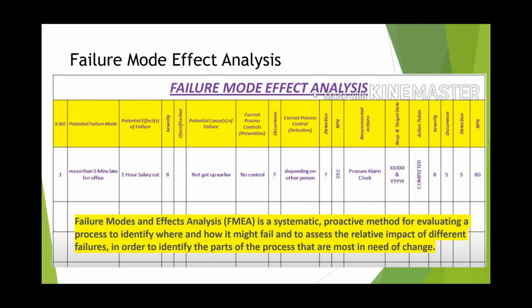Let's say a guy is late to office every day. This is the failure mode: he is going to office late daily, and because of that he is getting a salary cut, let's assume. So the failure is being late to office. What is the effect of the failure? Even if he is 5 minutes late, he gets a 1 hour salary cut.